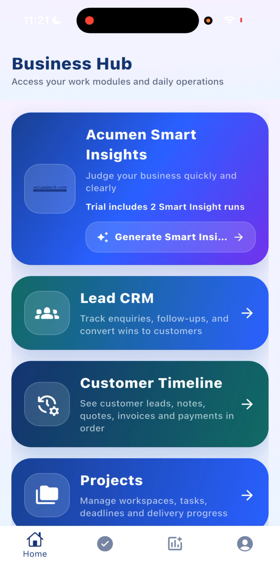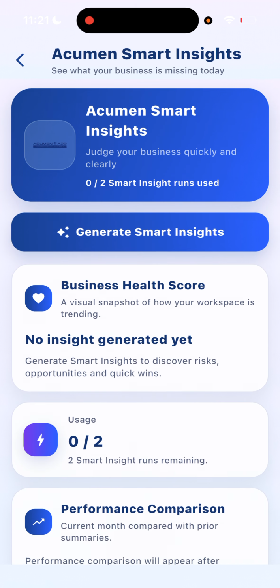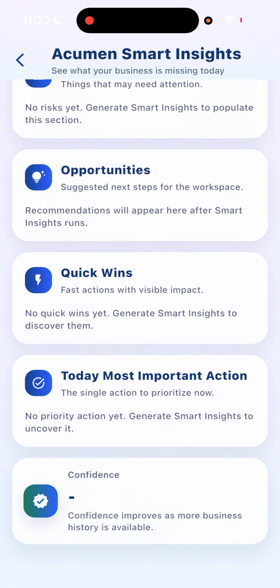But the main point is that once you have the proper data, at least all your employees are onboarded and you have been working at least 10 to 15 days with this application, then you can analyze your business health score. Of course, at the starting time of registration also you can click on generate smart insights and generate your business score. But if data is not available, then Acumen Smart Insights AI is not that capable of figuring out your business health score.